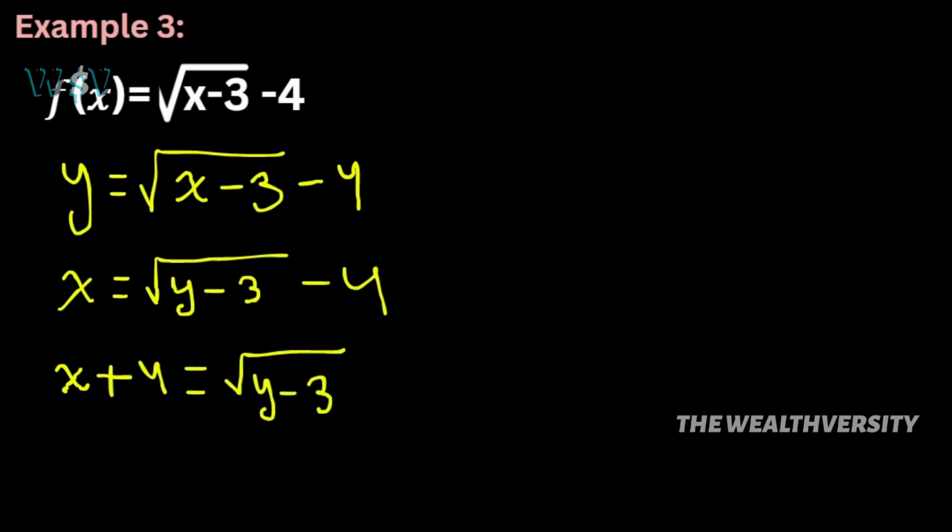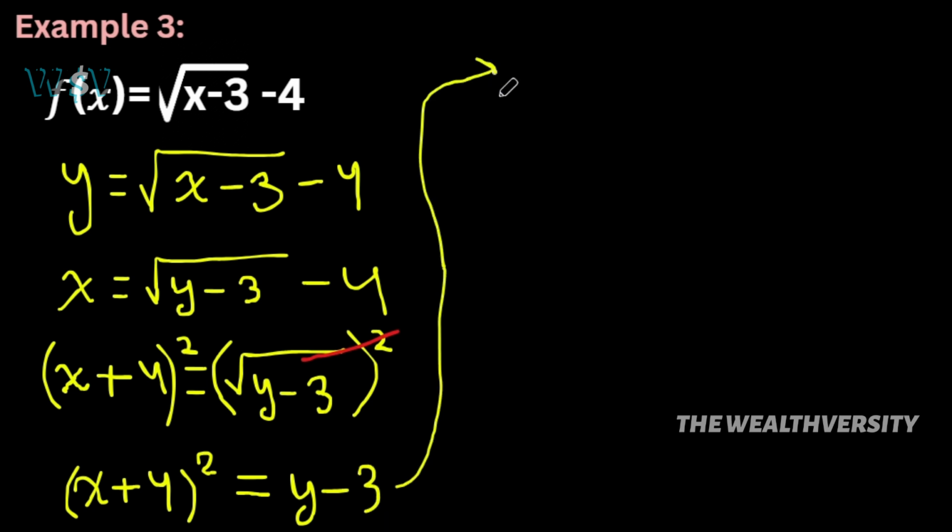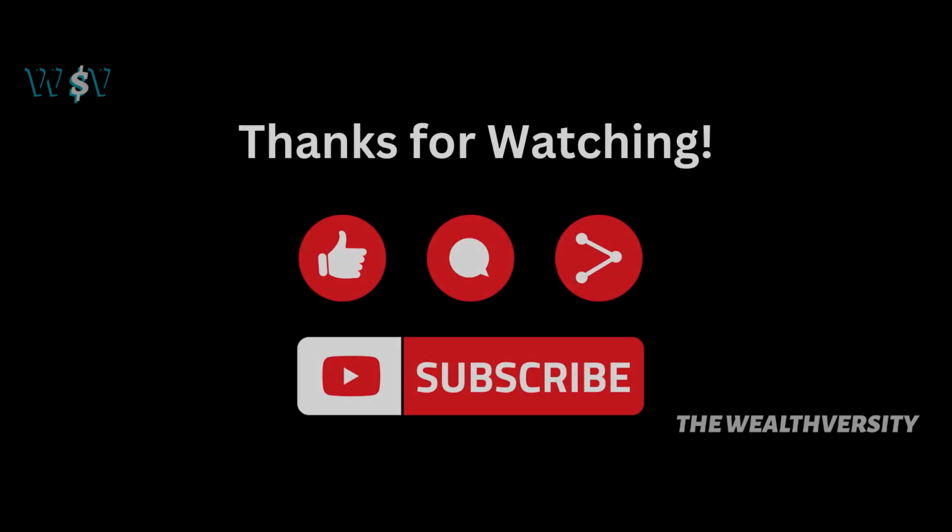To get rid of the square root, we square both sides. So we get x plus 4 squared is equal to y minus 3. Lastly, we add 3 to both sides, and we get that the inverse is x plus 4 squared plus 3. That's it for inverse functions.